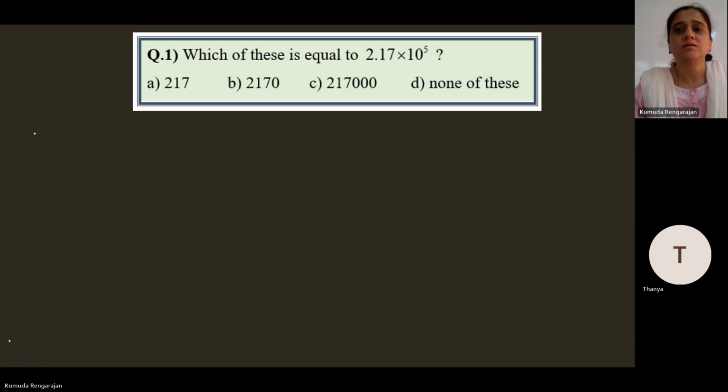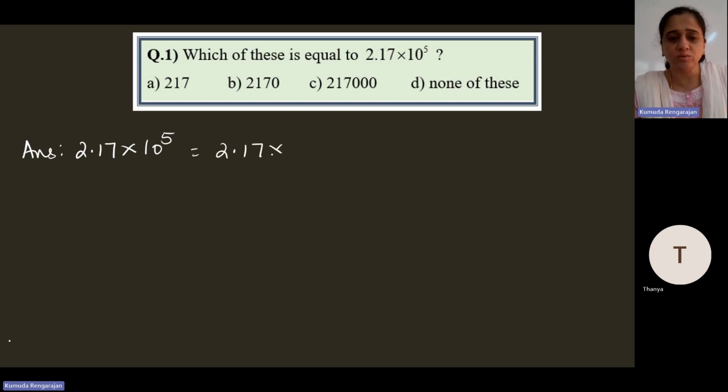Got it. So which of these is equal to 2.17 into 10 to the power 5? 2.17 into 10 to the power 5 is equal to 2.17 into 1 followed by how many zeros? 5 zeros, because 10 to the power 5 is 1 followed by 5 zeros. 10 to the power 5 means 10 multiplied with itself 5 times: 10 into 10 is 100, into 10 is 1000, into 10 is 10,000, into 10 is 1 lakh.